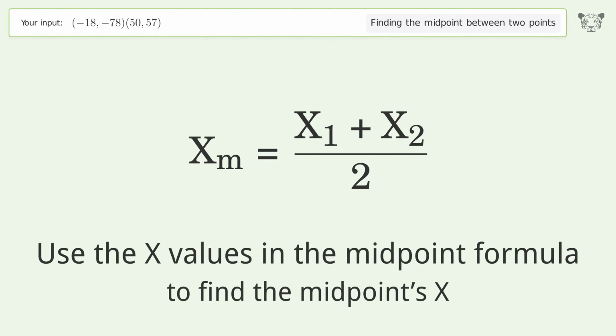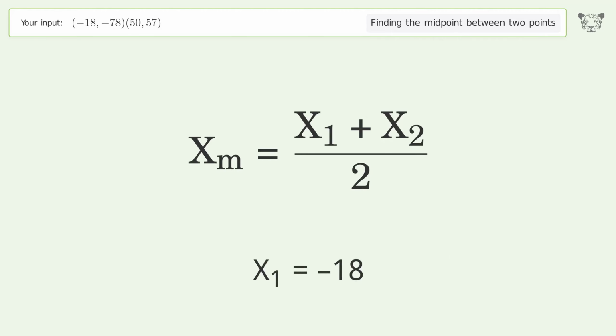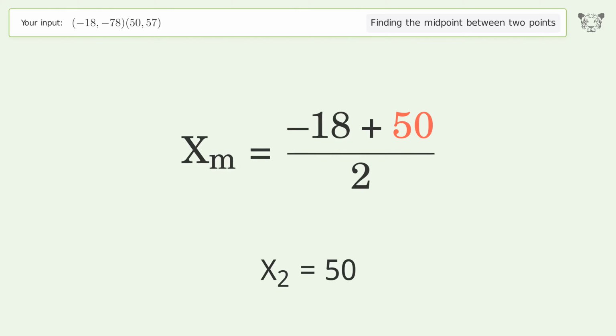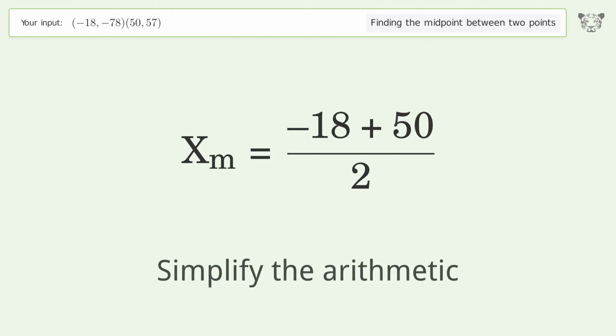Use the x values in the midpoint formula to find the midpoints x. x1 equals negative 18. x2 equals 50. Simplify the arithmetic.